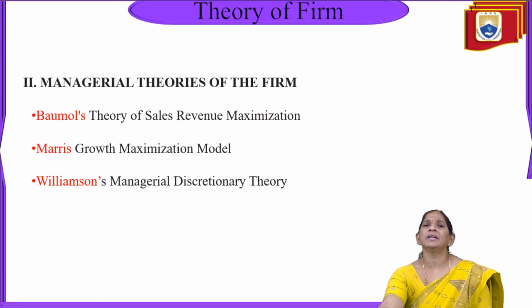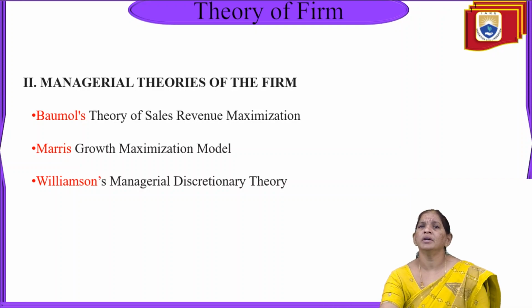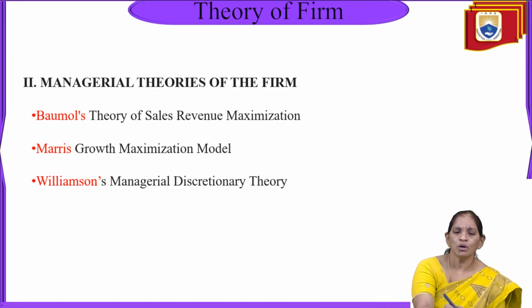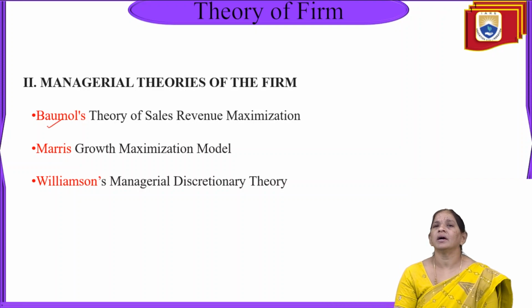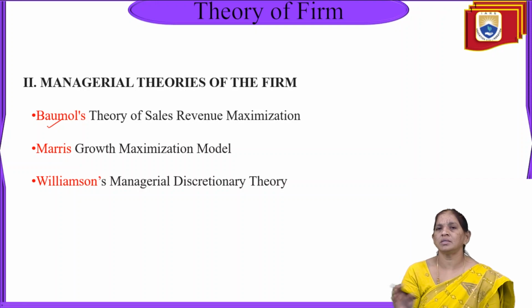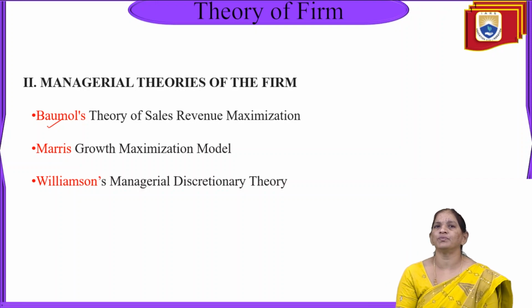So these managerial theories have been propounded by three famous authors. One is Baumol, who has given a theory of sales revenue maximization. It is a part of the total theory of the firm. So managerial theories are divided into three types. The first theory has been provided by Baumol, and his theory was a theory of sales revenue maximization.